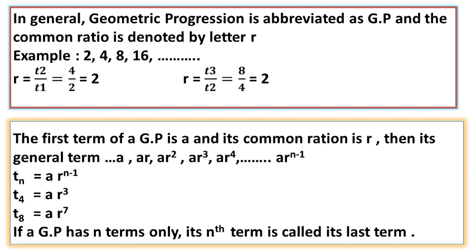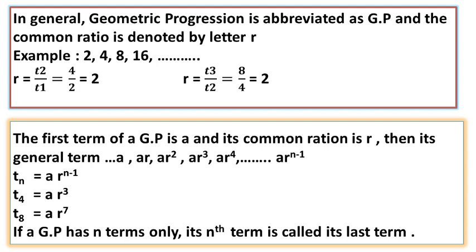Keeping these points in mind, the general term of a GP is A, AR, AR square, AR cube, AR to the power of 4, and the last term, that is Tn, is represented by the formula Tn is equal to AR to the power n minus 1, where A is the first term, and R is the common ratio, which is calculated as T2 by T1 or T3 by T2 or T4 by T3 and so on.